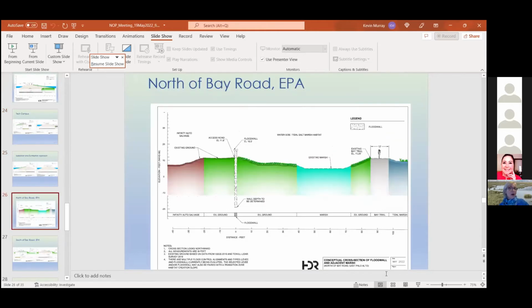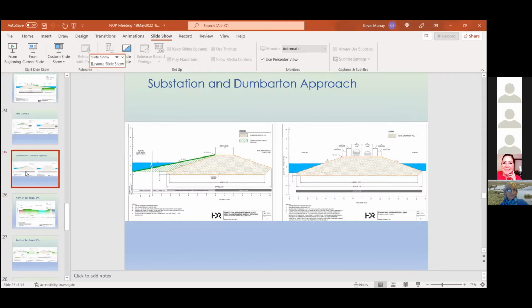So potential options for the Ravenswood substation will likely include an ecotone transition zone and an engineered levee. The Dumbarton Approach on the right, I think we're at a wrong slide. We want to get back up one slide, Kevin. There. So the Dumbarton Approach on the right shows an example loop road going through ponds SF2.